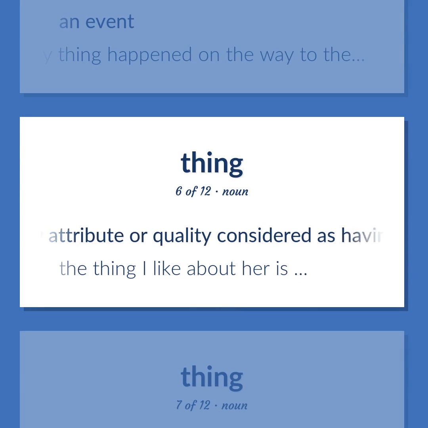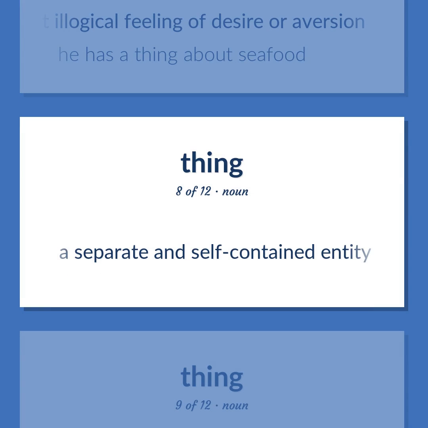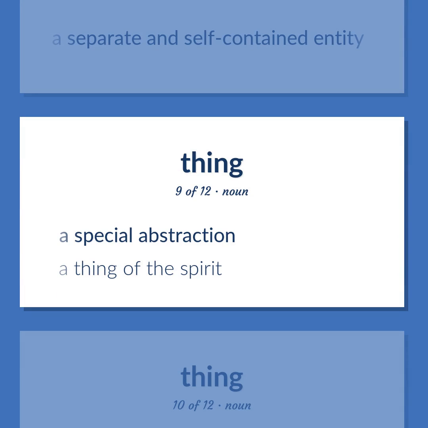Any attribute or quality considered as having its own existence. The thing I like about her is. A persistent illogical feeling of desire or aversion. He has a thing about seafood. A separate and self-contained entity. A special abstraction. A thing of the spirit.